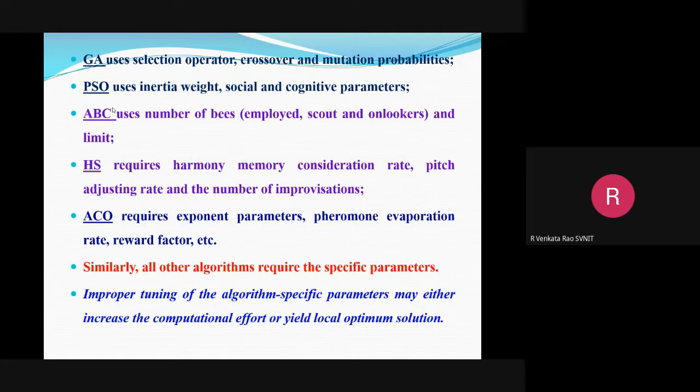So if you see other optimization algorithms also like ABC, Harmony Search or ACO, they require these specific parameters. And that is why improper tuning of these algorithm-specific parameters may either increase the computational effort or yield a local optimum solution. That means selection of these control parameters is very important. But how to achieve that? A number of trials we have to make. How will we do that? A lot of time and effort is required.